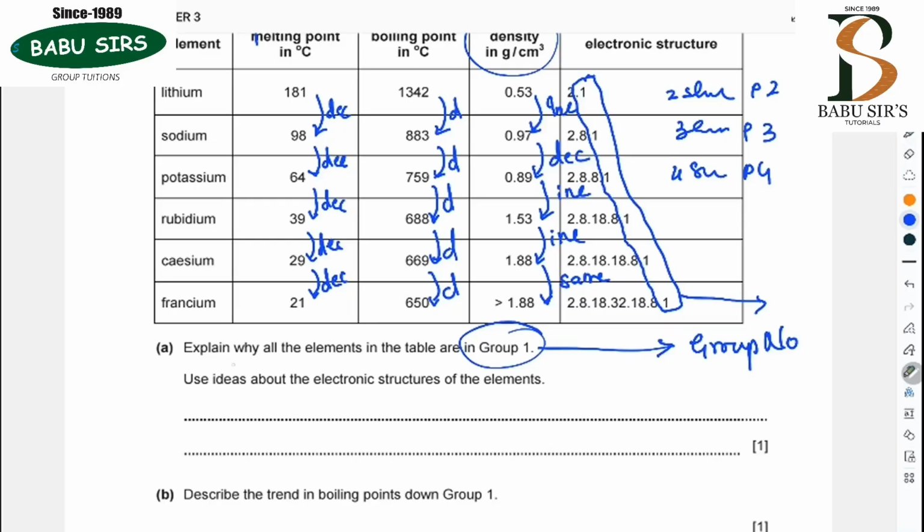Now we'll start with the questions. Explain why all the elements in the table are in group 1. So they are in group 1 because everyone has 1 electron in the outermost orbit, as I showed you here. So you have to write all have 1 electron in outer shell.